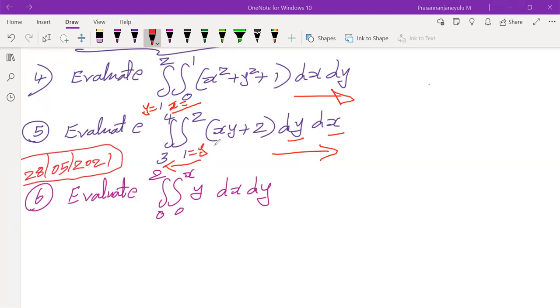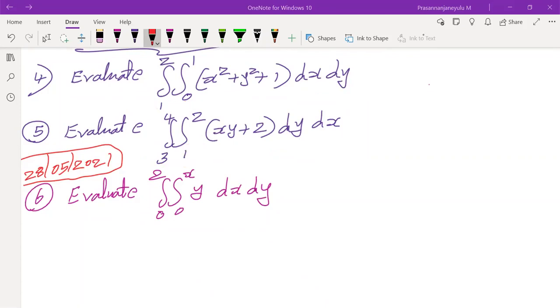Y limits are on the interior integration. Y is varying from 1 to 2. And x limits are on the exterior integration, 3 to 4. For the interior integration, we have y limits. So we have to do integration first with respect to the y variable. Okay, that is the process. We have to do it.